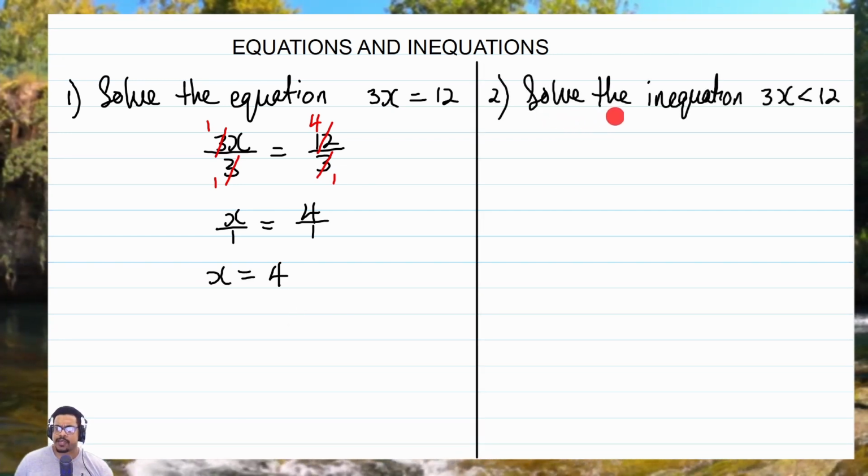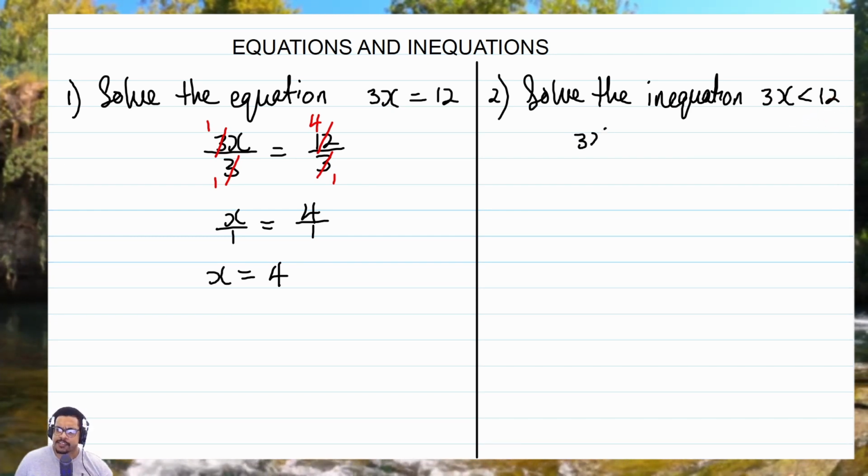In this question, we have to solve the inequation. We have 3x is less than 12. So basically, we're going to do the same thing. What we do to one side of the inequality sign, we'll do to the other side of the inequality sign. And our objectives remain the same. We want to get rid of this 3, so we'll divide the left-hand side of the inequality sign by 3. Therefore, we must do the same thing to the right-hand side of the inequality sign.